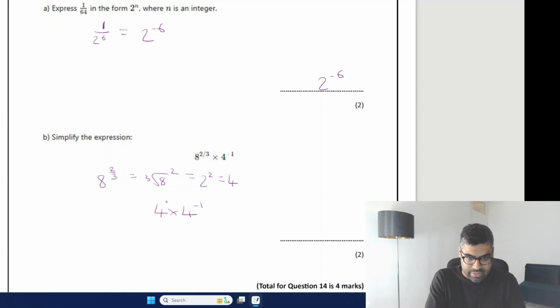Or we know there's an invisible 1 here, and we know with our index laws that if we multiply 2 numbers that have the same base, we add their powers. So you do 4 to the power of basically 1 plus minus 1, which is just going to be 4 to the power of 0. And anything to the power of 0 gives us 1. So that's basically another way to do part B.